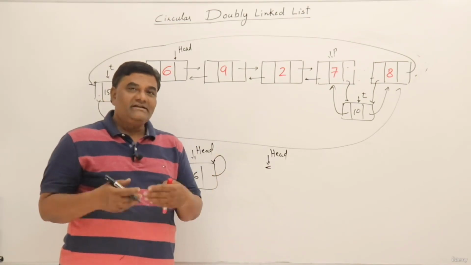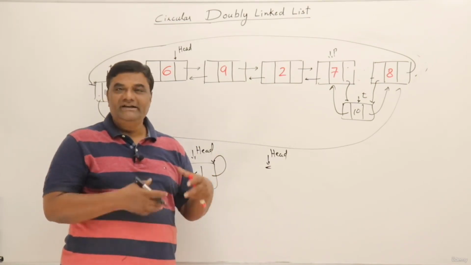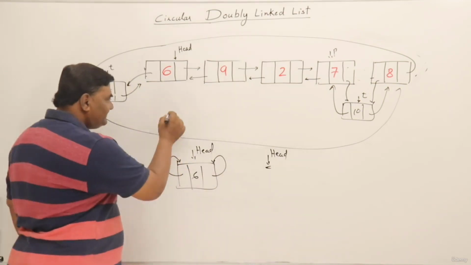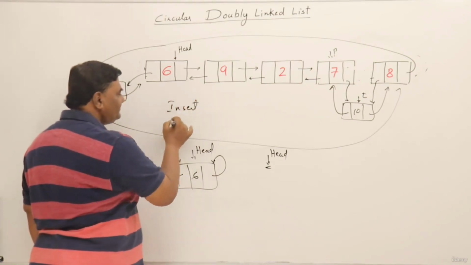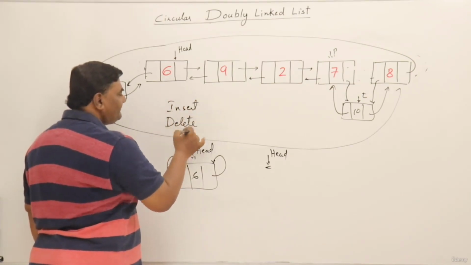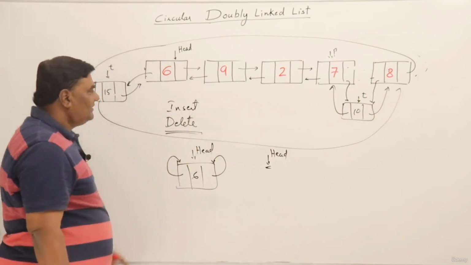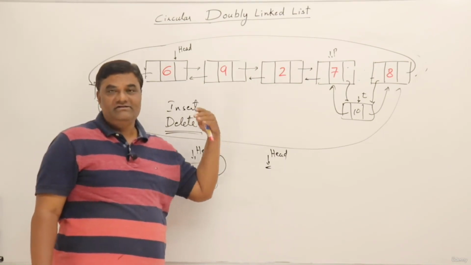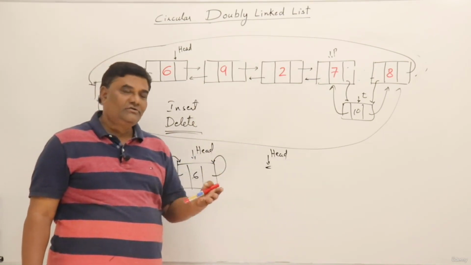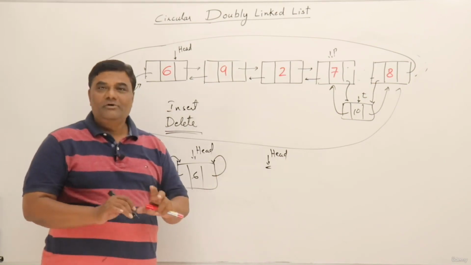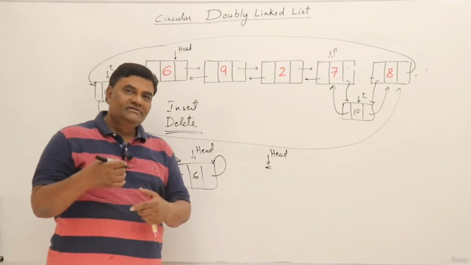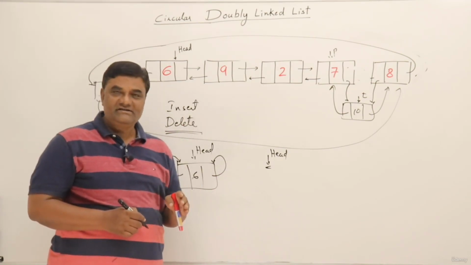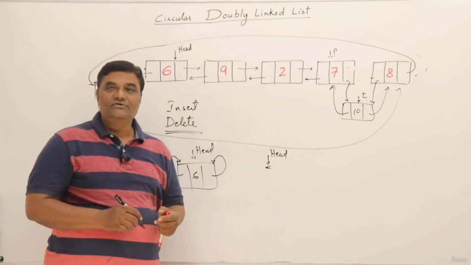So this topic remains as an exercise for you. You prepare the complete code for all the operations on this one. Basically the main important operations are insert and delete. These operations you must write down complete code for. So what are the cases? Inserting before head or inserting after any other position, all those cases you should take care of. So that's all about circular doubly linked lists. In one of the coming videos, I'll compare all the linked lists and discuss the advantages and disadvantages of those linked lists.